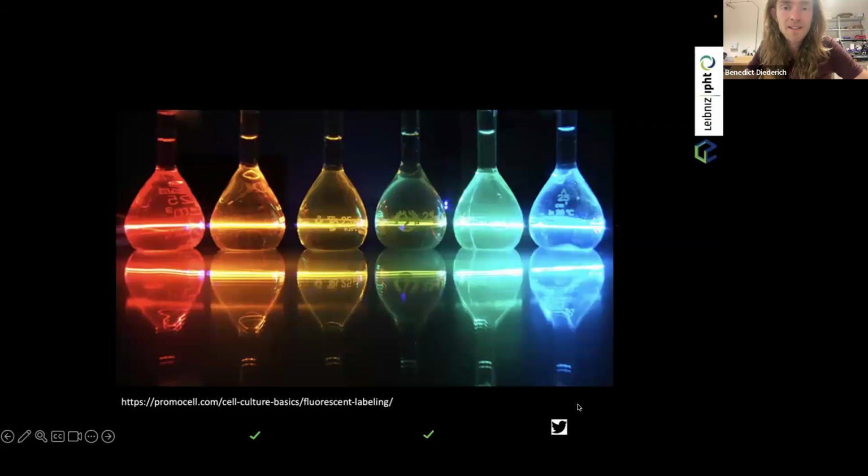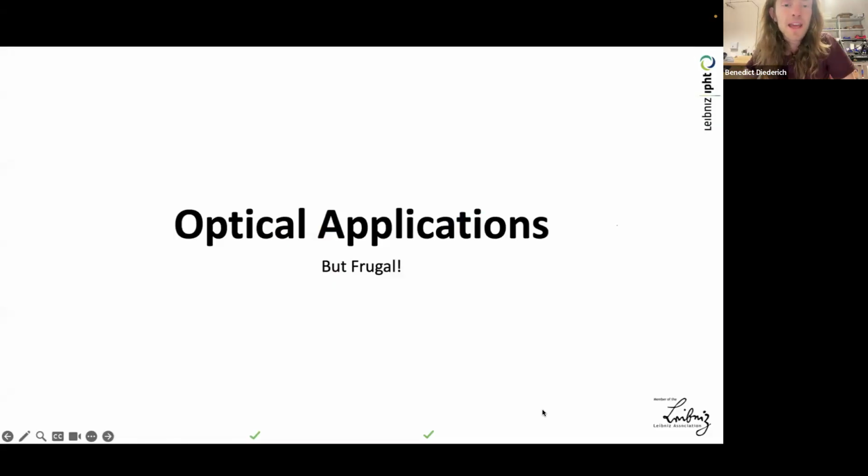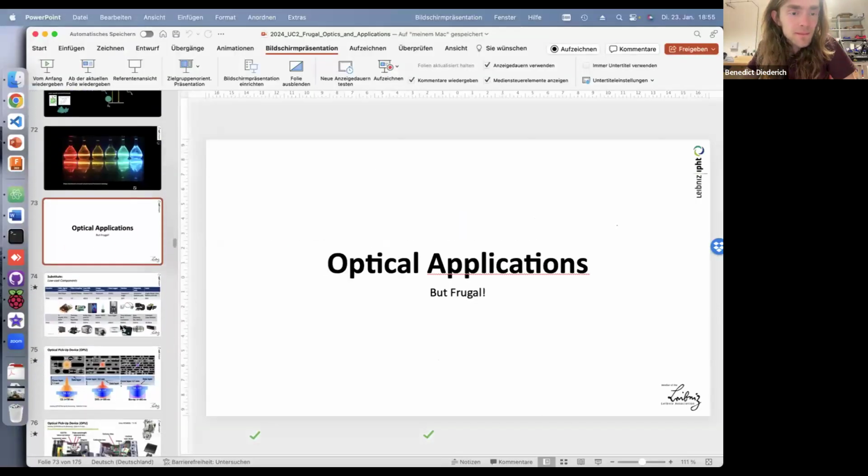Right. So this is one laser, and many dyes are sensitive in the UV, so you can excite them in the UV. If you have a UV laser, then many of the dyes will just glow. Okay. Let me see.